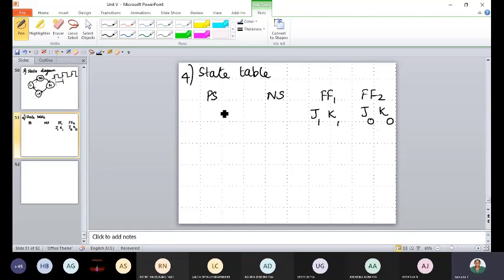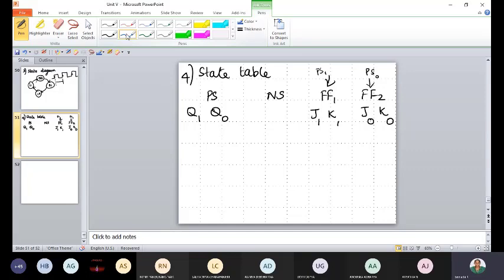Since I have 2 flip-flops, for each flip-flop I'll have 1 present state. This present state will be represented by subscript 1 and this one by subscript 0. The present state will be denoted by the letter Q only, so one will be Q1 and the other will be Q0.